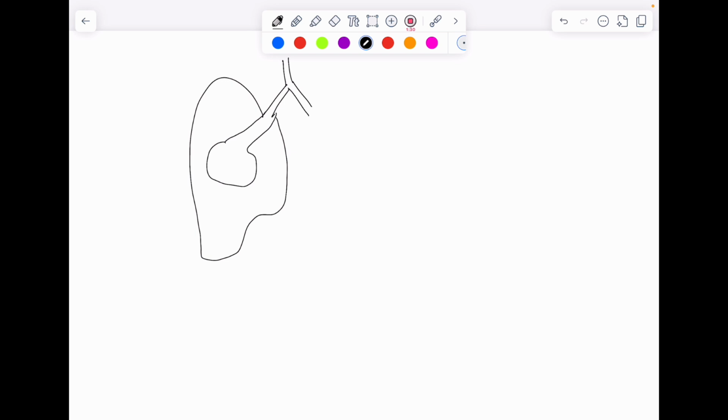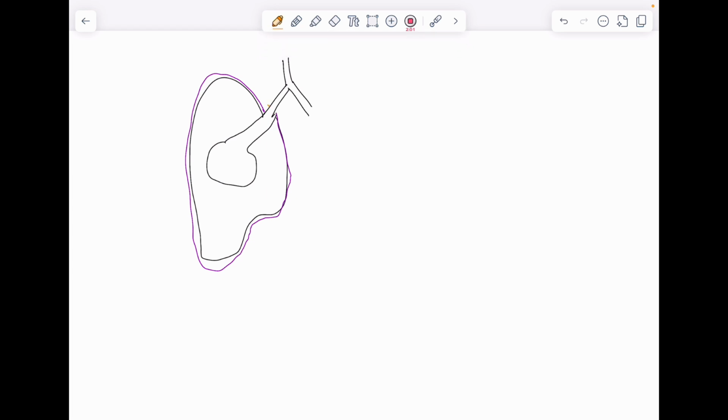I have the visceral pleura. We made that purple, and it covers the lung directly. I know it doesn't look like it, but it's right on top of the lung. And then we have the parietal pleura, which lines the inner surface of the thoracic cavity and diaphragm, and we're going to make that orange.